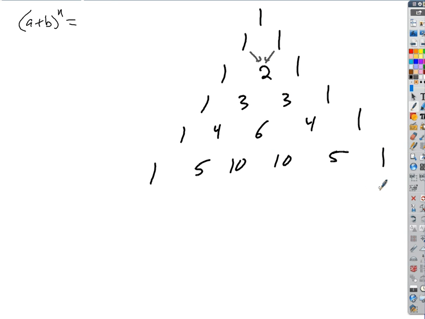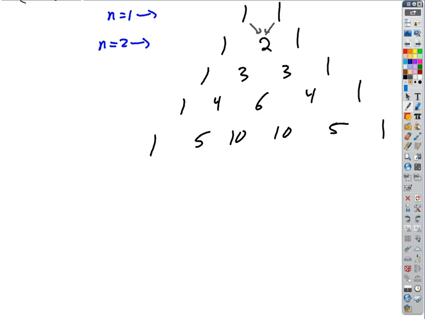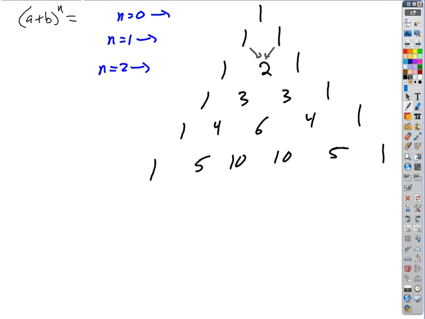And what is this thing really doing? Well, it's just giving us the coefficients in our binomial expansion, right? So if we have a plus b to the n, well, this is going to be the row n equals 0, right? This is going to be the row n equals 1, n equals 2, etc., all the way down, right? And these are the coefficients, and what Pascal's triangle does for us is it tells us, if we know the coefficients, the rest of the pattern is very simple, right?